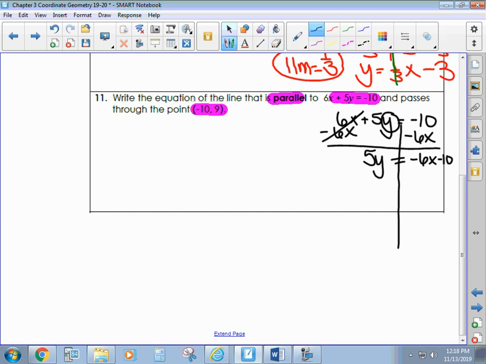Right, now we've got to get y by itself. So divide this guy by 5, this guy by 5, this guy by 5. Everything has to be equal. Does negative 6 divided by 5 become a nice number or simplify? Negative 6, right, nope, so just leave it. Pretty sure that becomes negative 2.